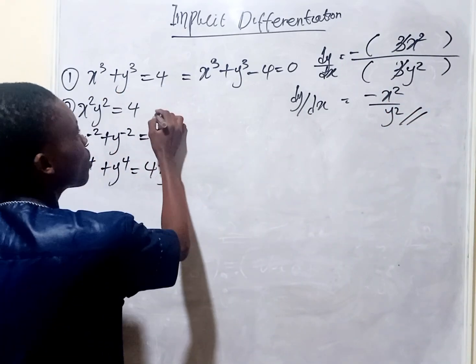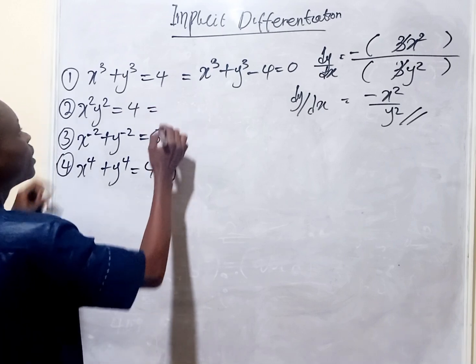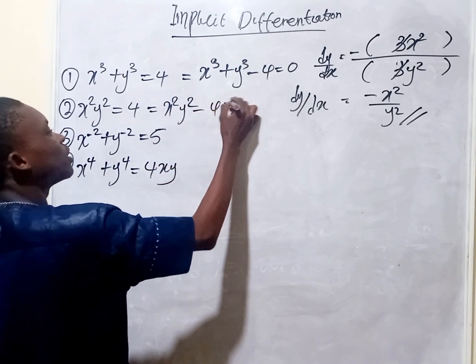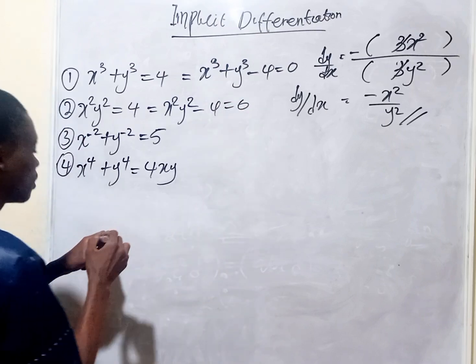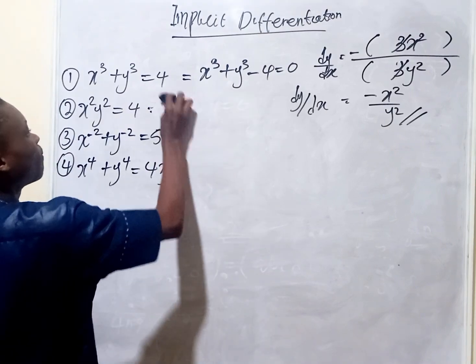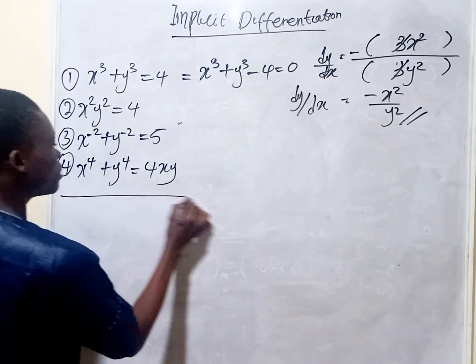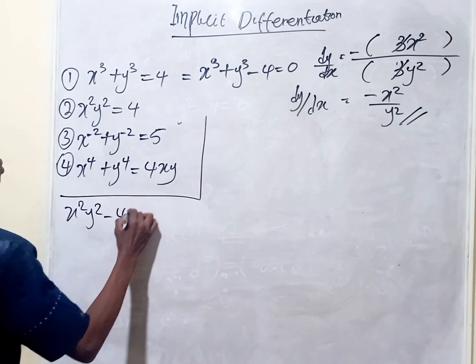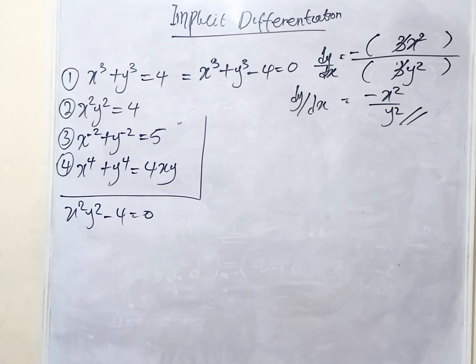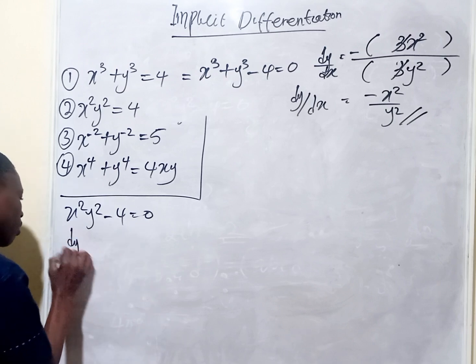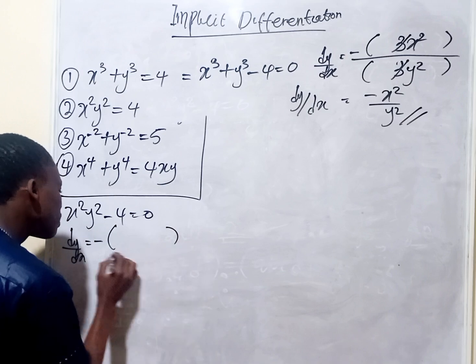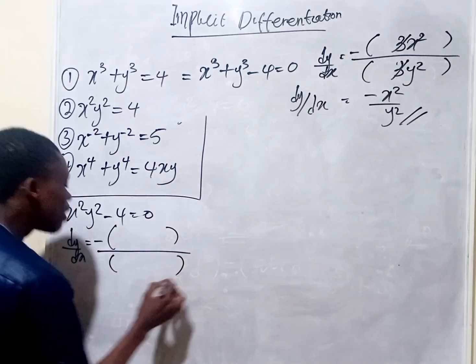All right, let's go to the second one. Now rewrite the equation again. x squared y squared minus 4 equals 0. All right, let's bring it down here. So x squared y squared minus 4 equals 0. Now the next thing you need to do, put your dy over dx equals, put a negative, put 2 brackets, then divide and put another bracket.